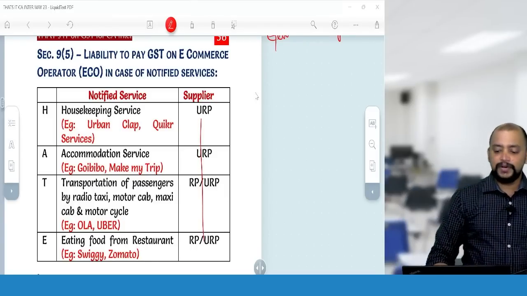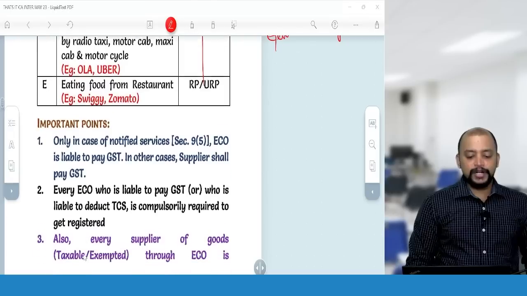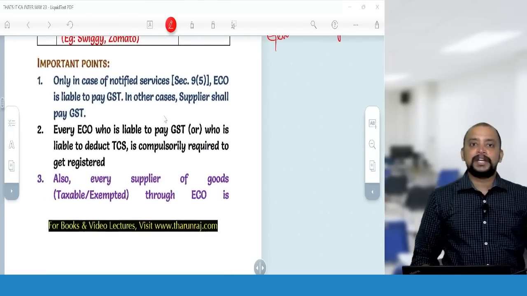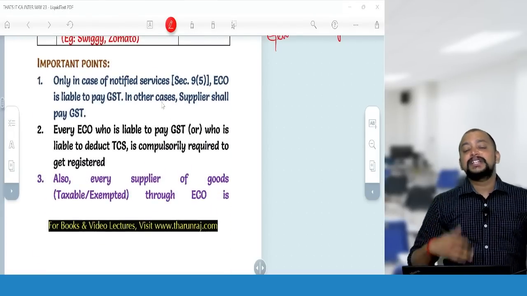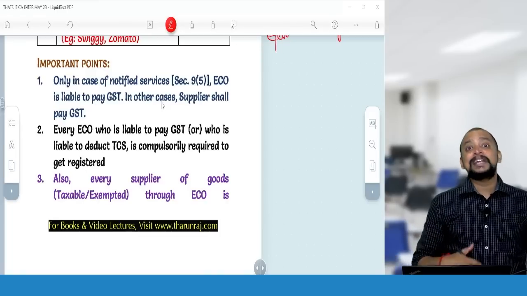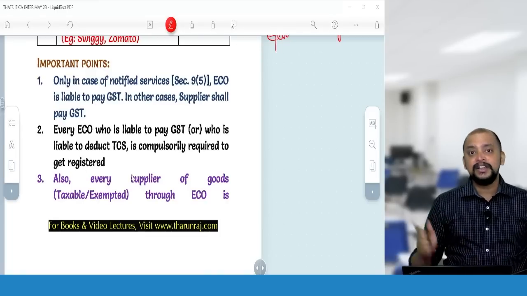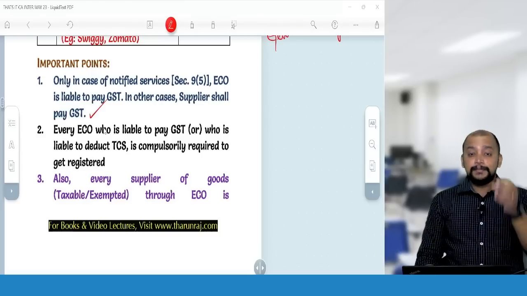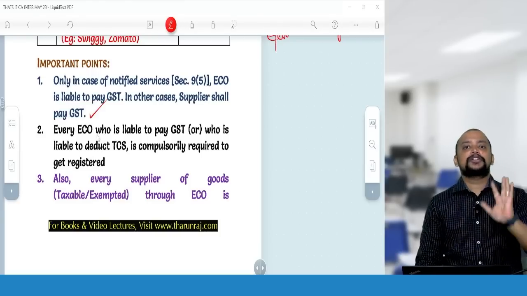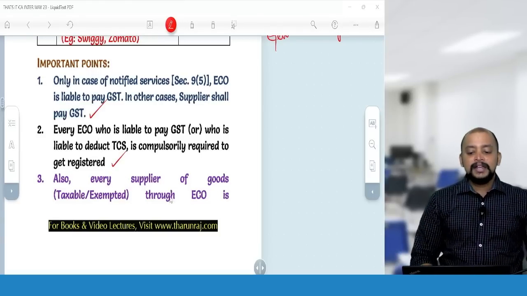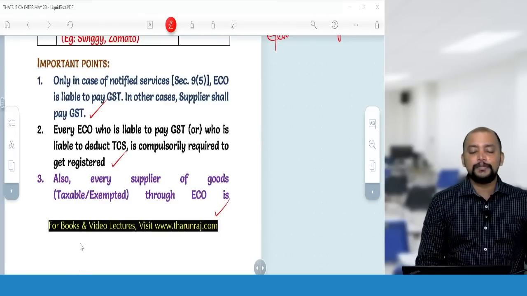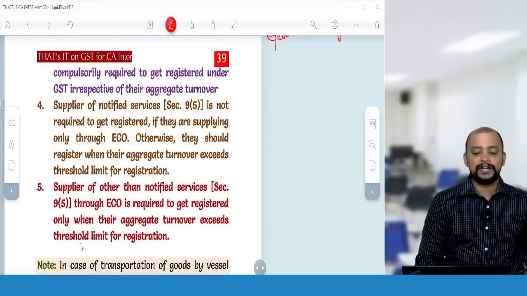Then next, we have some important points in relation to this. Only in case of notified services, the e-commerce operator is liable to pay GST. Suppose any other service is provided to an e-commerce operator or any other supply is made through an e-commerce operator, for that the supplier only will pay GST. And every e-commerce operator is compulsorily required to get registered irrespective of their threshold limit. Then every supplier of goods, not supplier of services, every supplier of goods through an e-commerce operator is also compulsorily required to get registered.